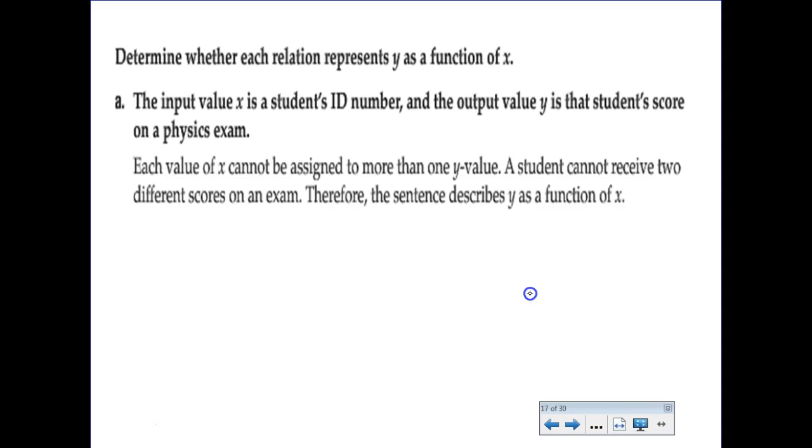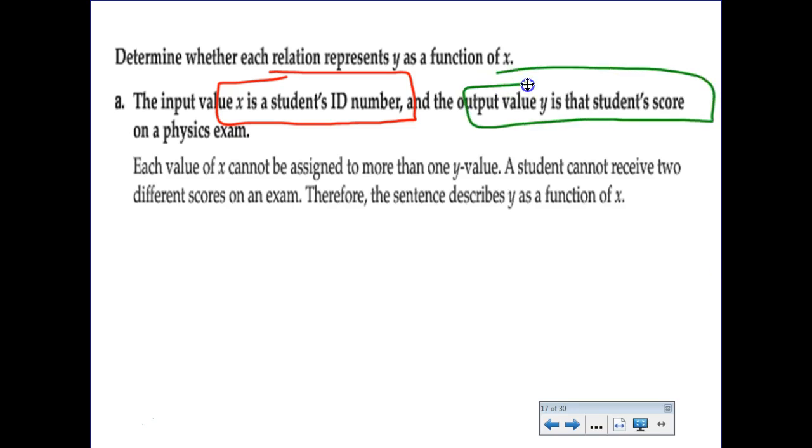All right, the input value is a student's ID number, and the output value is a student's score on a physics exam. So in this case, I think it's just on the board. The x's are the student's ID numbers. So think of it this way. Each student ID number, can you assign 2 different test scores to it for a physics exam? No. I mean, they can retake it, I suppose, but when they're taking it one time, you're going to get 1 score. So my next question would be, is this a function? And then yes, because every student, every x, is only going to be assigned 1 test exam score.